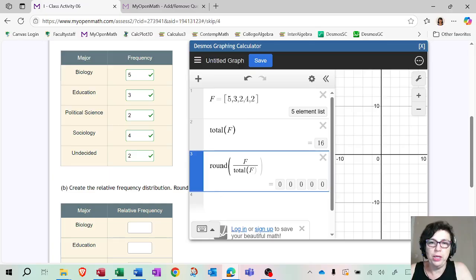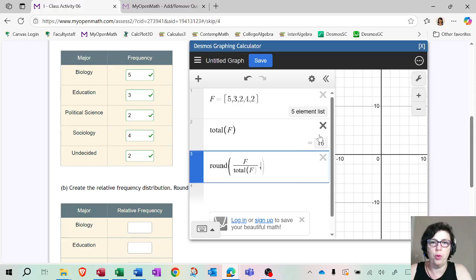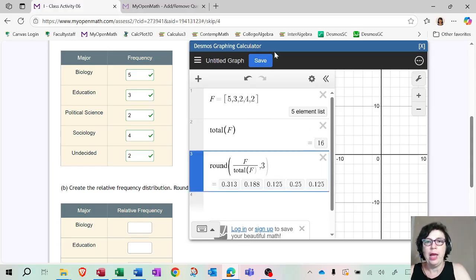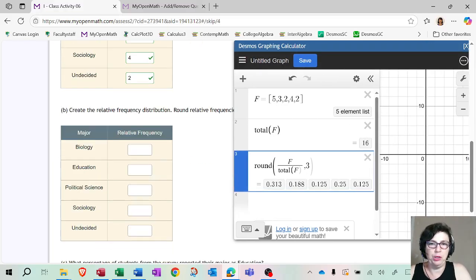So we need to put a comma after the fraction. Right now, see how the cursor is blinking on the bottom? We don't want that. We can use the right arrow. Just press the right arrow. Now it blinks in between, which is what you want. Then you put a comma and 3. And that just gives you your relative frequency right away so that you can put them in, which is what I am going to do right now.